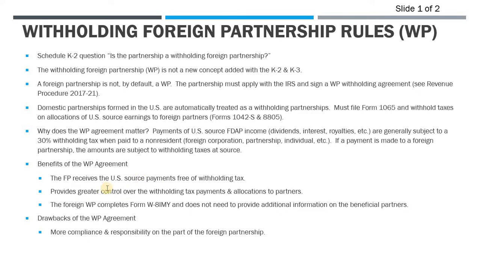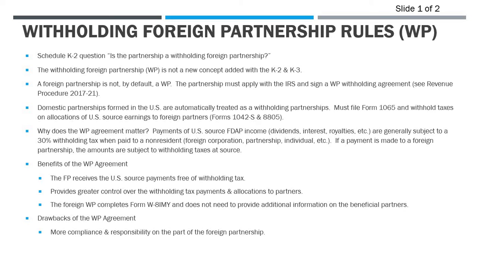So this provides the foreign partnership greater control over the withholding taxes and the payments that are being made to the IRS. Now, the other huge benefit here is the foreign withholding partnership completes a W-8IMY, the withholding certificate, but it doesn't have to provide any additional information on its partners, right? Its beneficial owners. And that's different from the non-withholding foreign partnerships because those entities have to provide that information to the U.S. payor of the income in order to make sure that they can calculate the appropriate amount of tax.